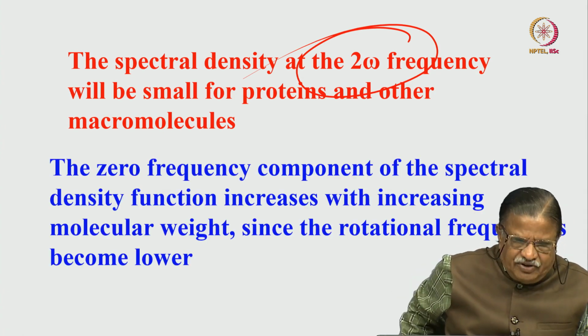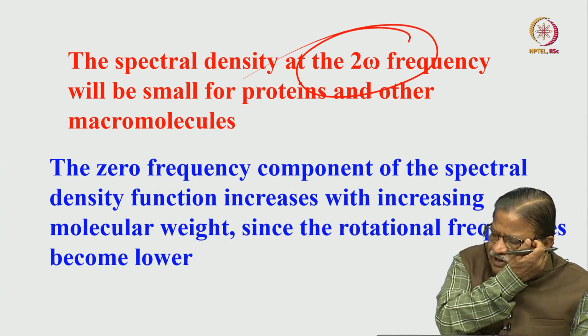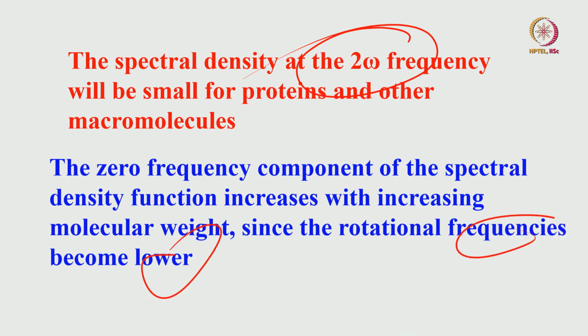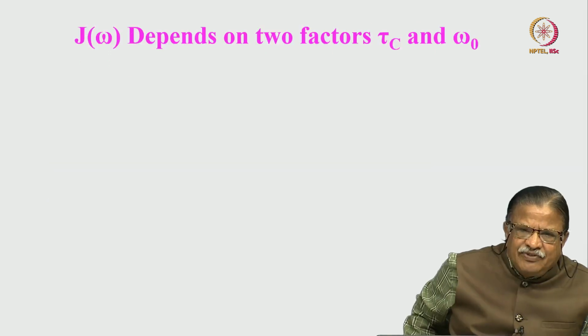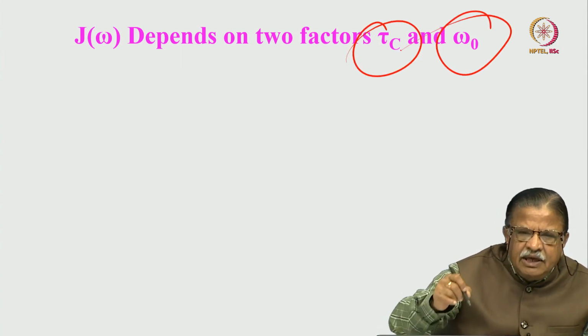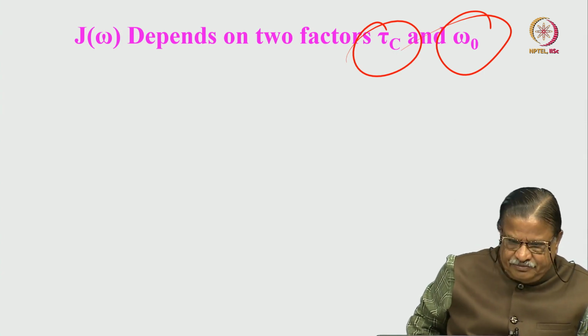And the zero frequency component of the spectral density function increases with increasing molecular weight, because the rotational frequency becomes lower and lower as a consequence. That means if I draw a spectral density function, I can find out how it changes as a function of molecular weight. We will see that now. The spectral density function depends upon two factors: one is the correlation time, the other is the resonating frequency.